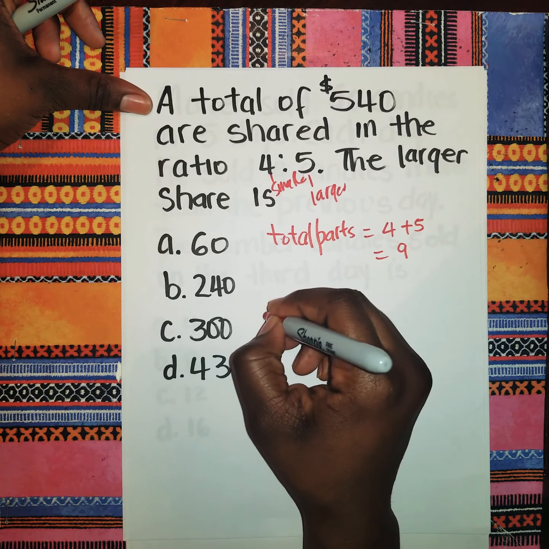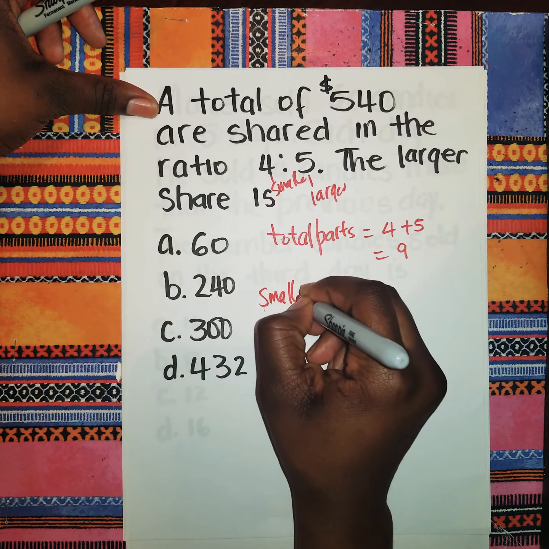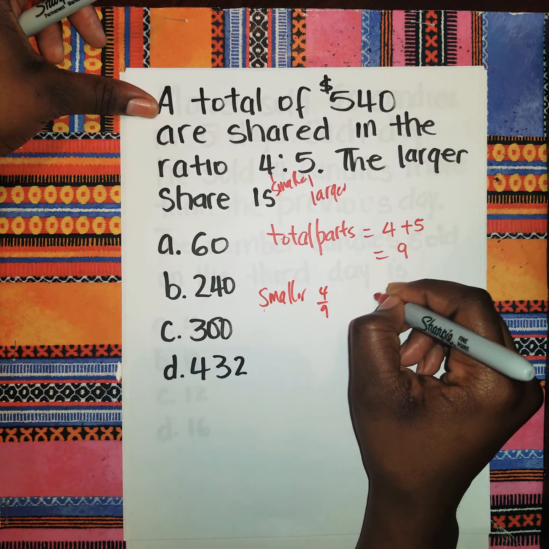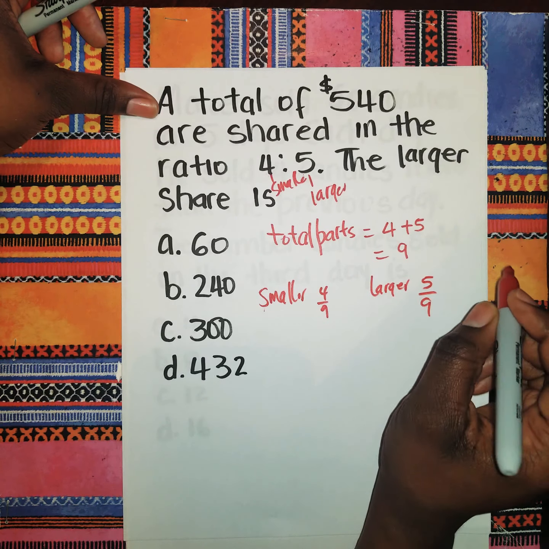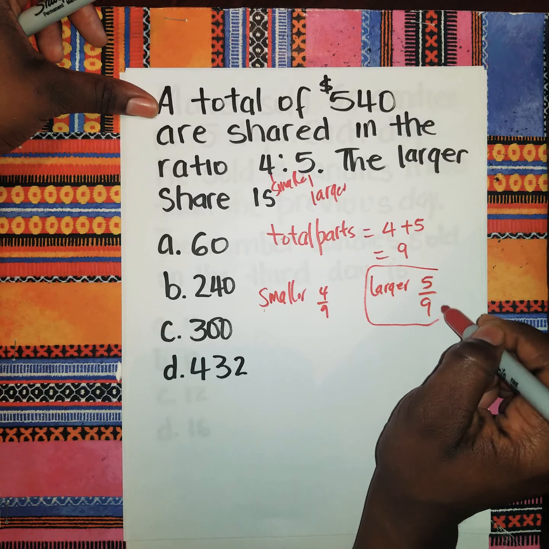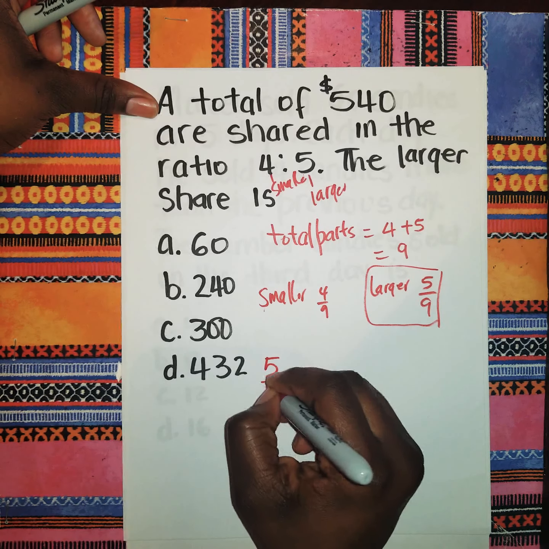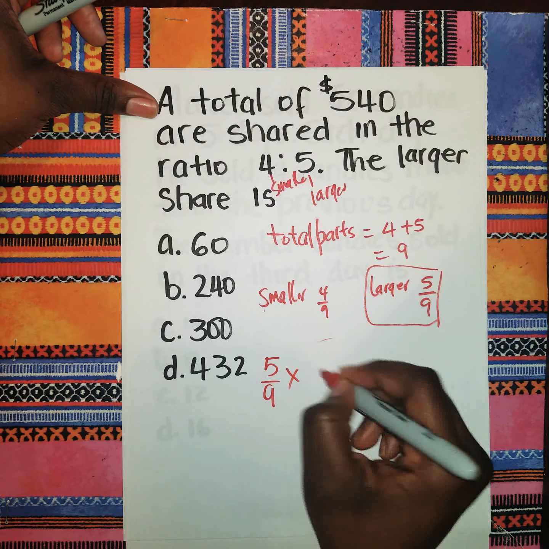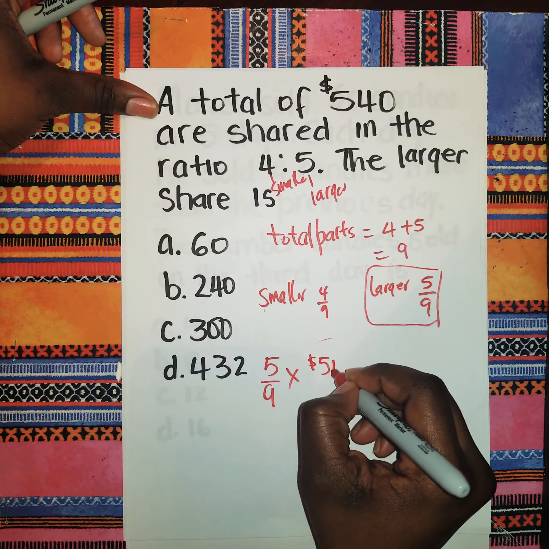So we want the larger portion. Let me write both of them, show you. So the smaller will be 4 over 9, and the larger would be 5 over 9. So because they want the larger share, I'm going to be focusing on the 5 over 9. So what we do, guys, basically say 5 over 9 times the total amount that's supposed to be shared, which is going to be the 540.